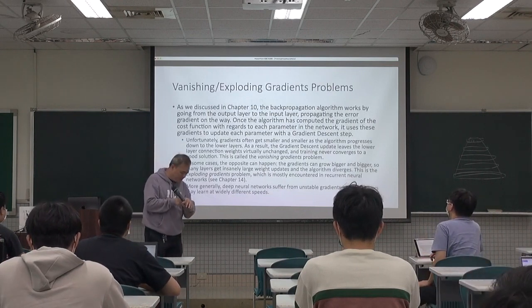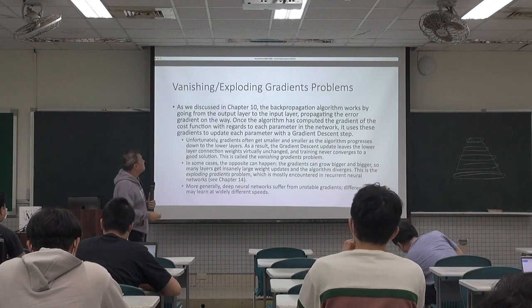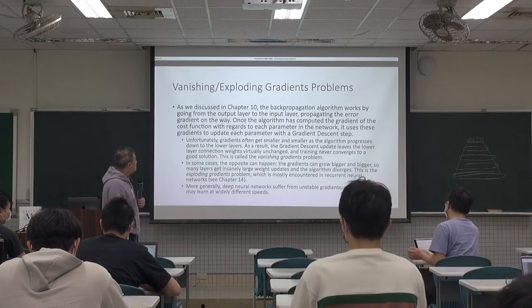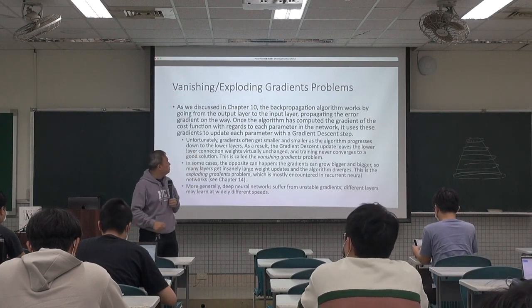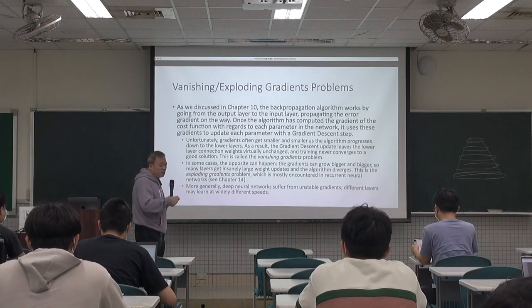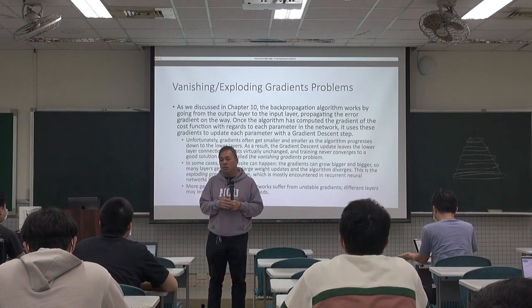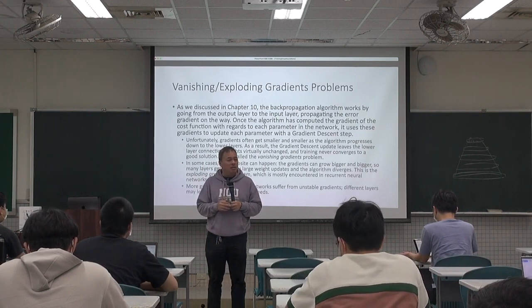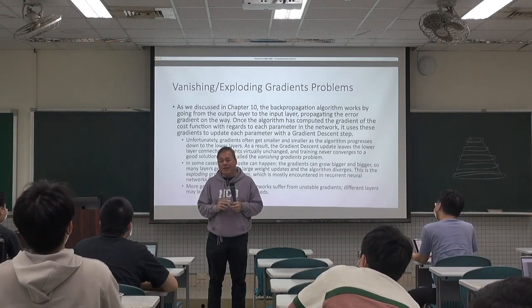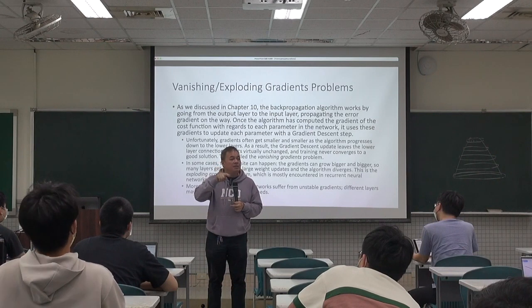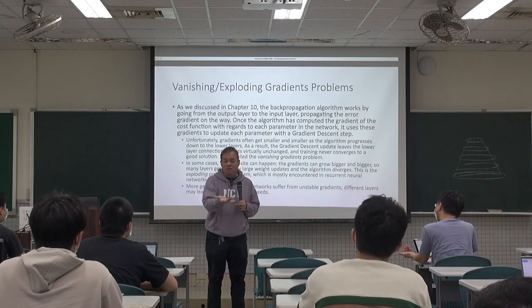So the first one is the vanishing and exploding gradient. What is the vanishing and exploding gradient? Remember, in the previous chapter, we already talked about how to train the model. Model training in deep learning relies on backpropagation, and backpropagation relies on computing the gradient. What is the gradient? Gradient is slope, basically.